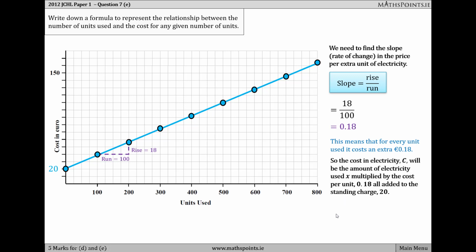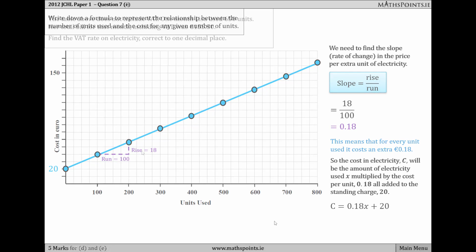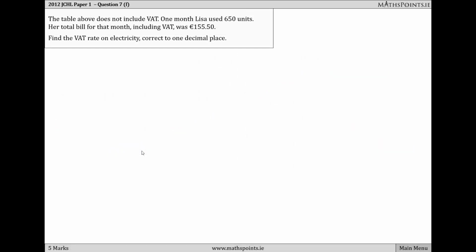So creating our formula, we're going to multiply 0.18 by x, the number of units used. That will give us the charge for the amount of electricity we're using. And then we're going to add 20 for the standing charge. And so C is equal to 0.18x plus 20, where C is the cost of electricity and x is the number of units used.